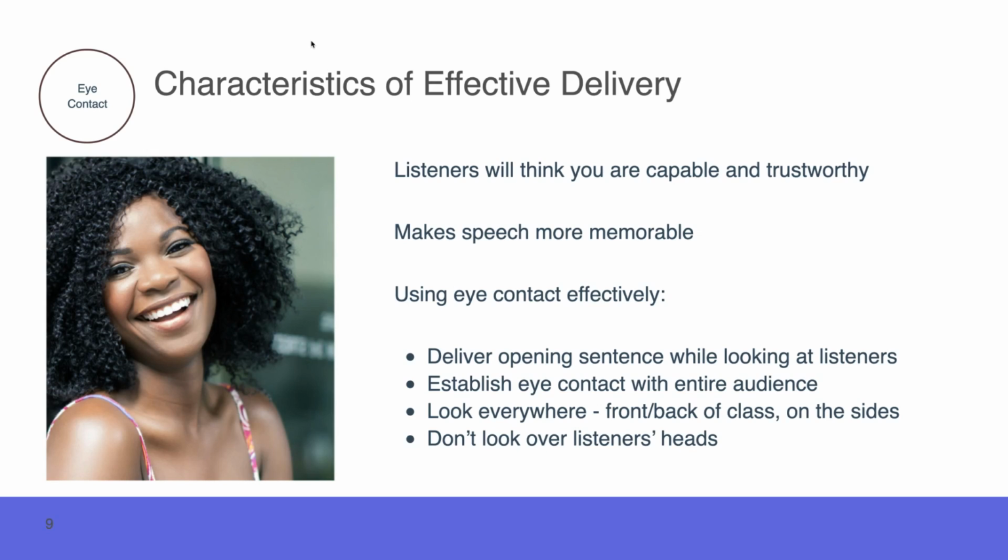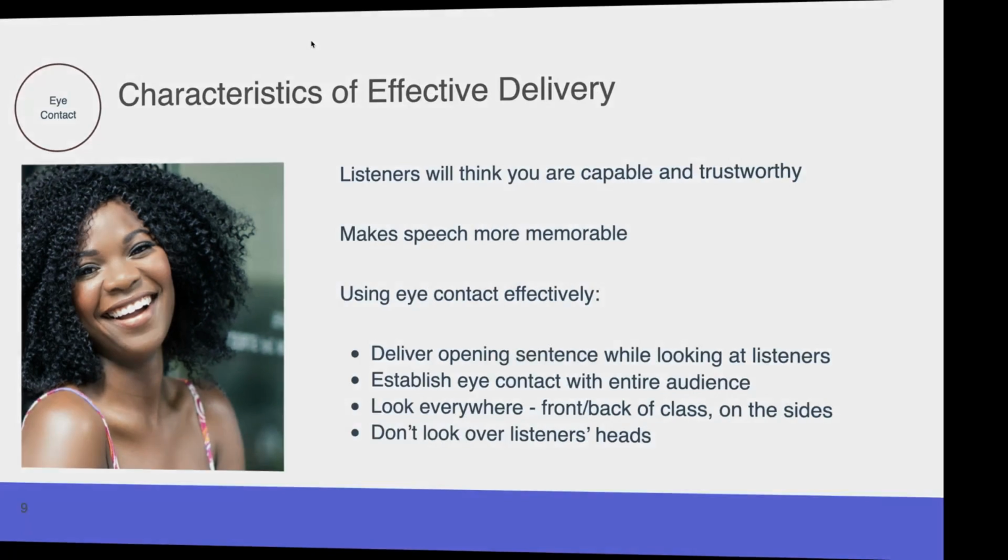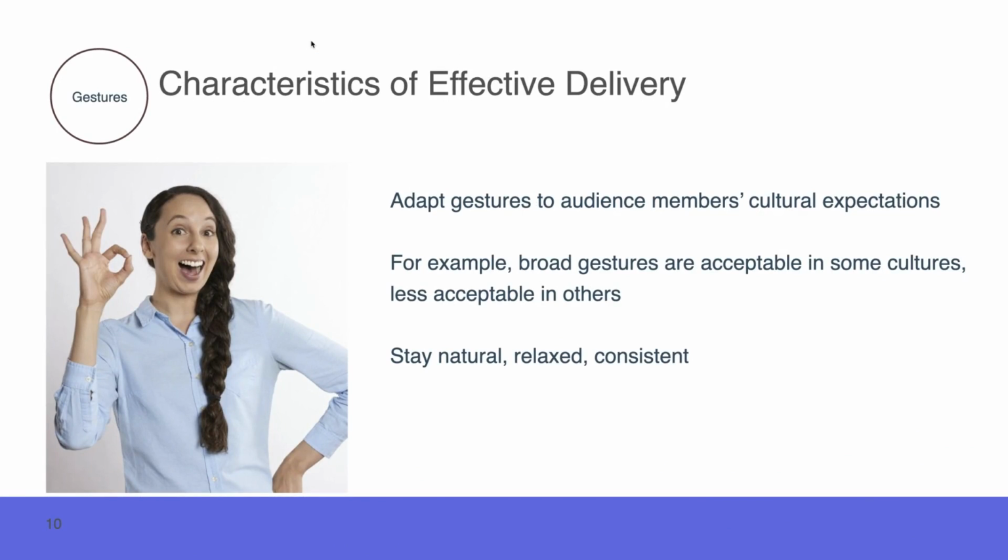You want to look at everyone, front of the class, back of the class, sides of the class, and don't look over people's heads. You want to look at them, right? This is really important that you look at them. Build your ethos, and this is how you do that. So that's number 1. The second one is gestures.